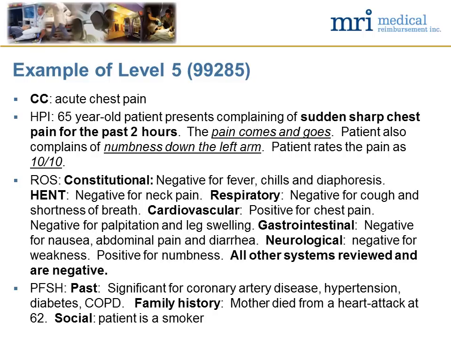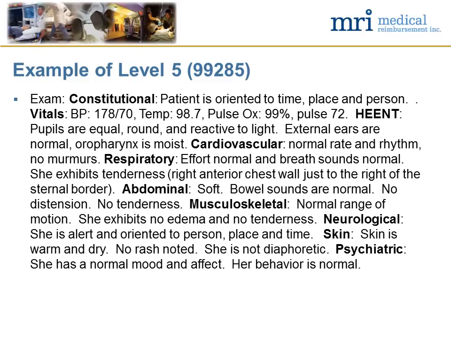Our review of systems, we've reviewed the pertinent review of systems, and the physician has added the statement, all other systems reviewed and are negative. We have at least 2 of the 3 past family social histories. In the exam, we need 8 or more organ systems for a comprehensive exam. Again, you cannot combine organ systems with body areas when trying to bill a level 5 exam.